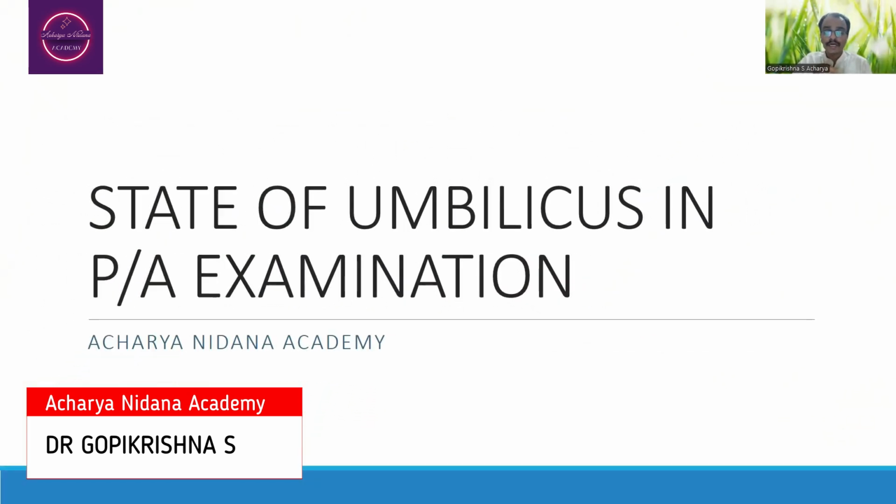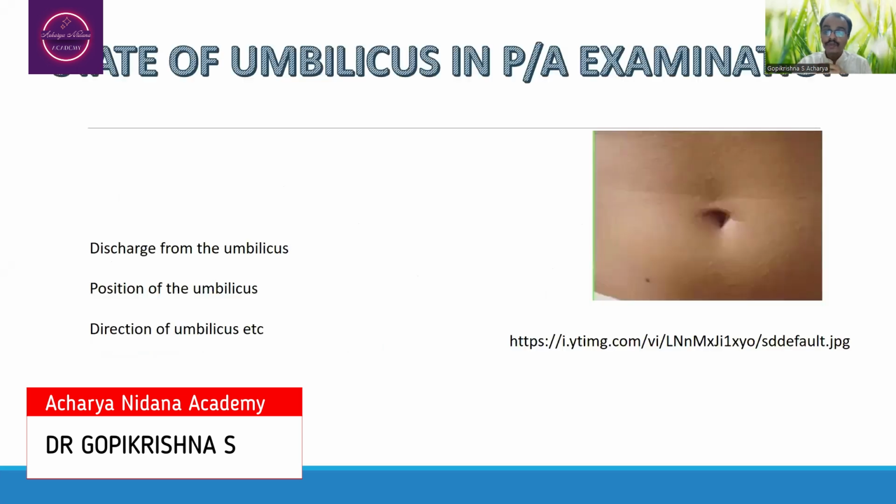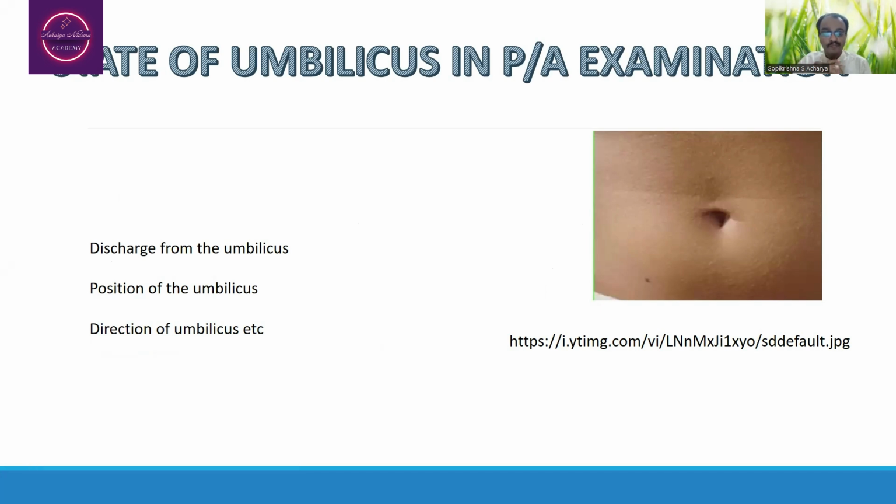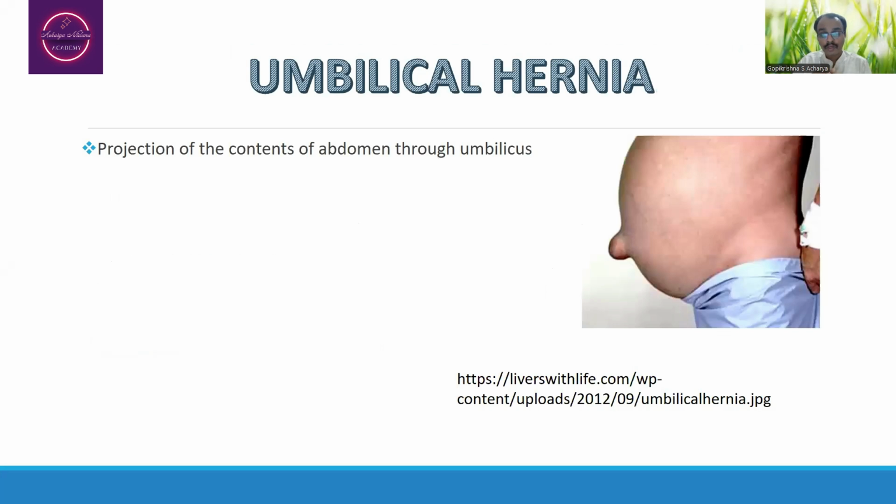As far as the status of the umbilicus is concerned, it is considered one of the natural landmarks of the abdominal examination. Here we are going to look into the discharge present in the umbilicus, note the position of the umbilicus, and later see the direction of the umbilicus. This is one particular condition where there is protrusion of the contents of the abdomen through the umbilical aperture.